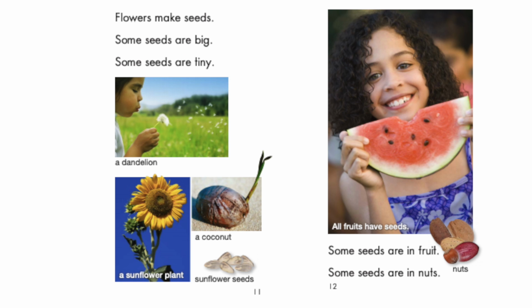Flowers make seeds. Some seeds are big. Some seeds are tiny. Some seeds are in fruit. Some seeds are in nuts. Look at these images. This is an image of a child blowing a dandelion. A dandelion has a bunch of seeds. This is a sunflower plant, a coconut, and those are sunflower seeds. All fruits have seeds.